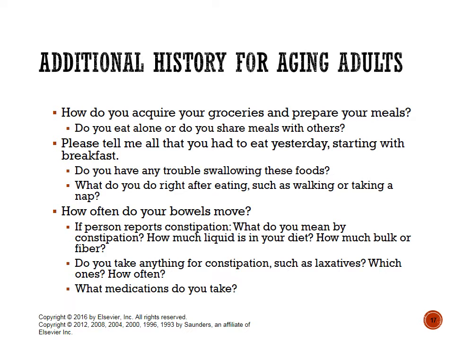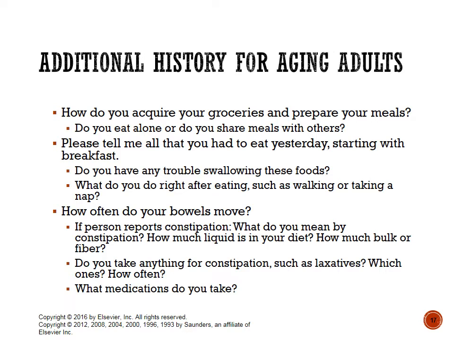Some other questions that we do need to think about for the aging adult: how do they get their food? How do they prep their meals? There's just a lot of questions that we ask them because they might have limited access to the grocery store. They might be on a fixed income, so they can't really afford much. Also, we get that 24-hour food diary.